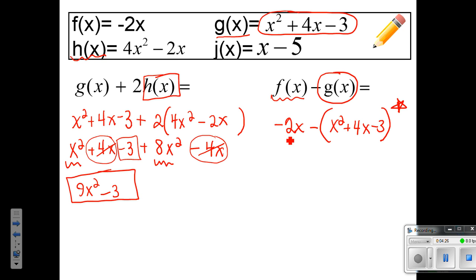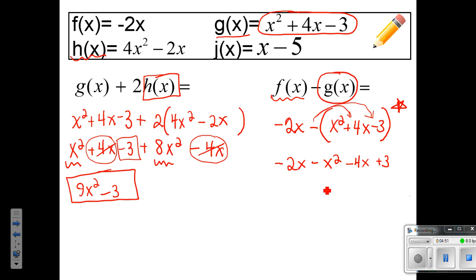So now I can go ahead and use the distributive property. A negative times a positive is a negative, and a negative times a negative would be a positive 3. Now that I have subtracted the whole g of x function, I can go ahead and add like terms.